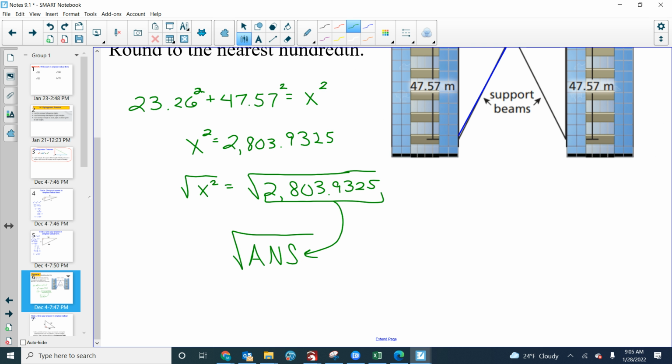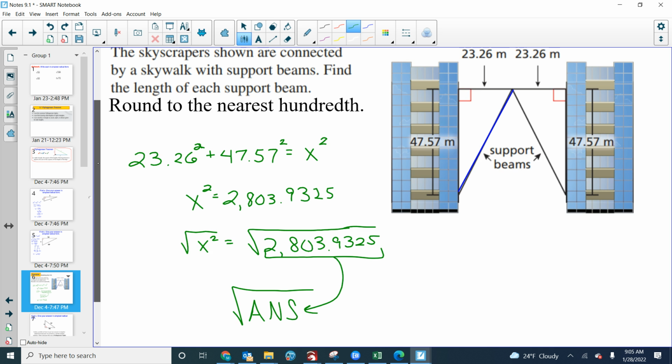Did you get 52.95? And you agree this is the first time we're rounding in this problem, and it's the last step of the problem. That's the best case scenario. So x is 52.952 meters.